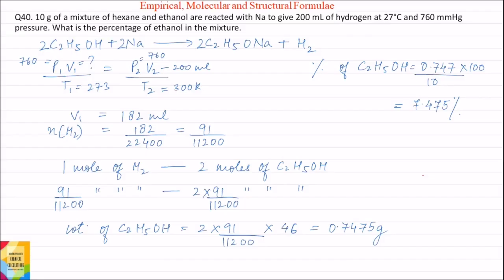Question 40. 10 gram of a mixture of hexane and ethanol is reacted with sodium to give 200 milliliter of hydrogen at 27 degrees centigrade and 760 millimeter mercury pressure. What is the percentage of ethanol in the mixture? To find the percentage of ethanol, first we need to know the weight of ethanol in the mixture. Total weight of hexane and ethanol is given as 10 gram. Now when we react this mixture with sodium, only ethanol will react with sodium, and the equation is C2H5OH + Na gives C2H5ONa + H2.